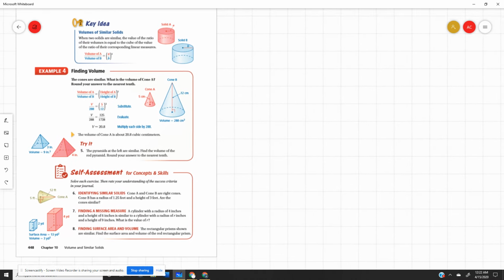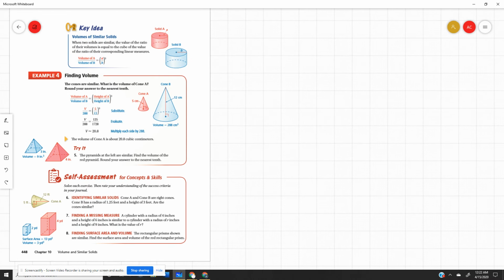All right. Last key idea. Last example. When we're looking at volume of similar solids, so now we're looking at the volume of it, okay? We did surface area, now we're looking at volume.